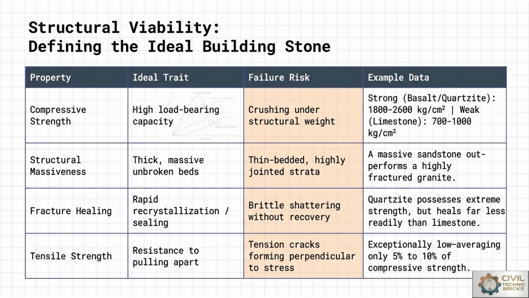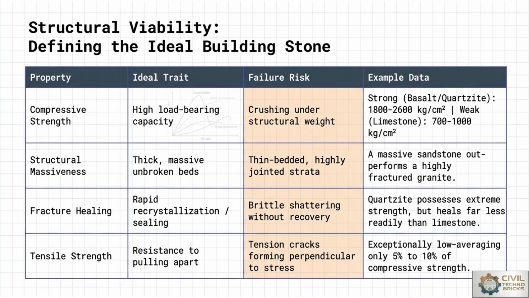Here the structural viability on the basis of an ideal building stone, where the properties are the compressive strength, structural massiveness, fracture healing and tensile strength. On the other hand, there will be an ideal trait and failure risk, two most important comparative structures, or we can say the points, where an ideal building stone should possess high compressive strength to safely withstand or bear the structural loads without crushing.